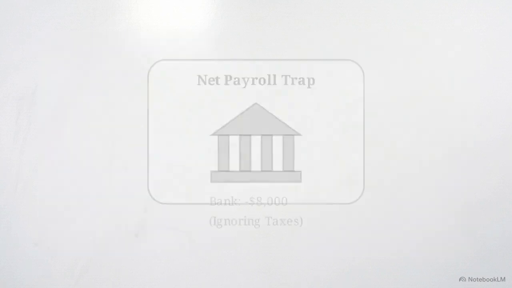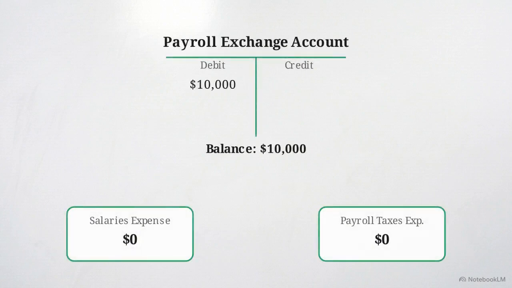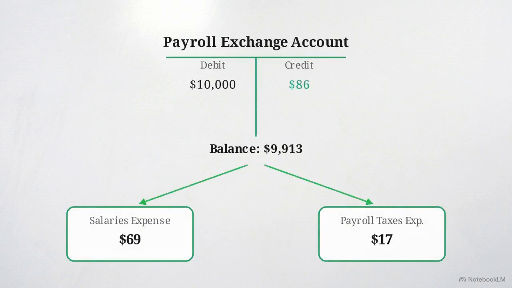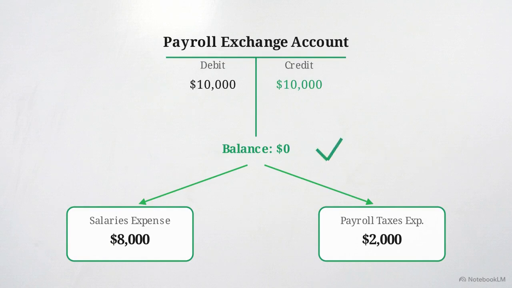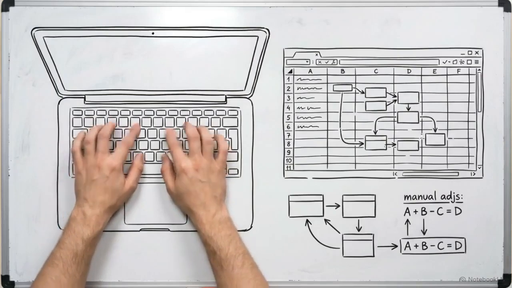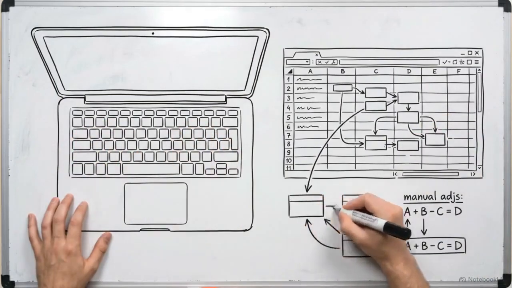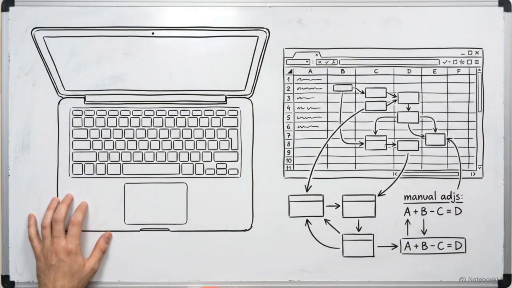You also need to avoid the net payroll trap. Do not just log the cash that hit the bank. Use the gross-up method, which zeroes out a clearing account while correctly recording your total salary and tax expenses. Software automation handles the easy cash movements, but mastering these manual adjustments separates amateur bookkeeping from CPA-level compliance.